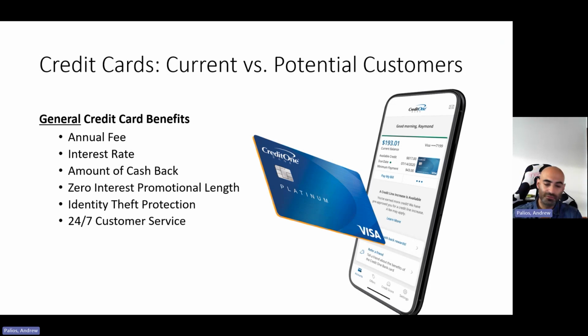If you have a Visa card, if you have a MasterCard, if you have an American Express, you're going to have all of these benefits, and not necessarily all benefits because there's an annual fee on some of these, right? So you're going to generally have an annual fee. You're going to generally have an interest rate associated with your spending on the card. You're going to have an amount of cash back due to how much you spend on this card in some instances, or how you spend on this card in some instances. You're going to have typically a zero interest promotional length.